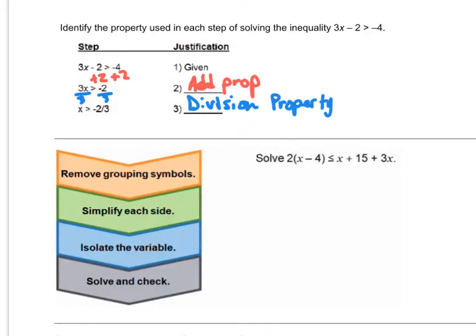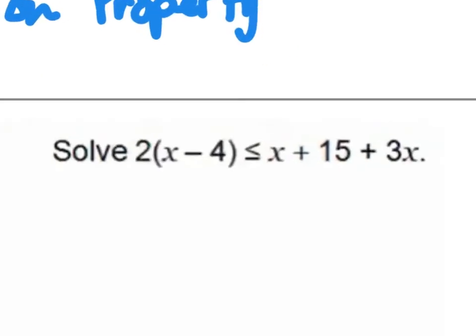All right, so then here, we're going to go ahead and solve this inequality, but we have this little thing that will help us. It says first remove the grouping symbols, so we'll distribute that 2 first. Simplify each side, isolate the variable, solve and check. So let's go ahead and just go through this.